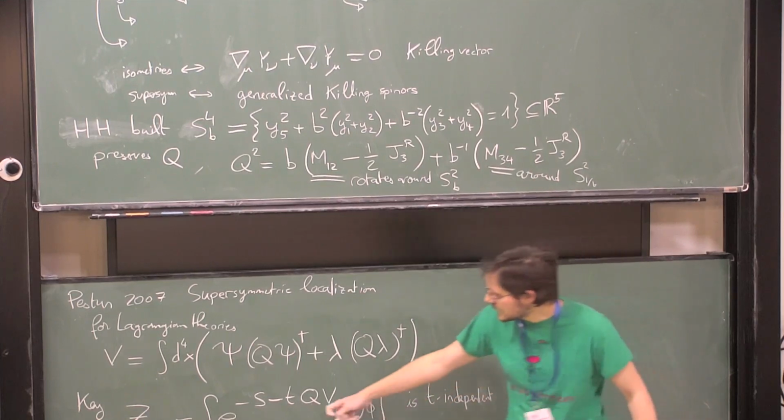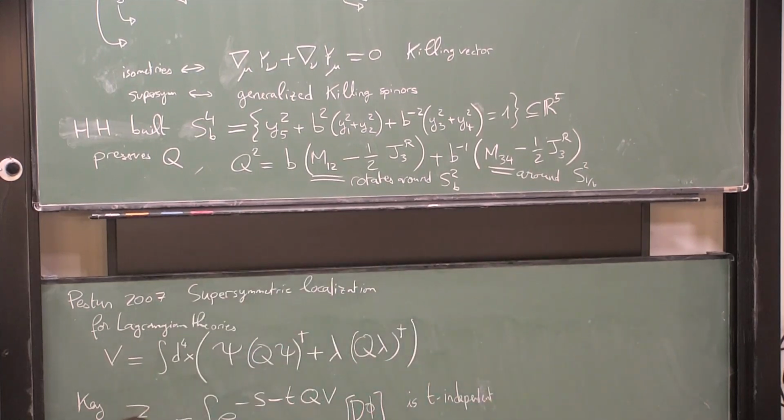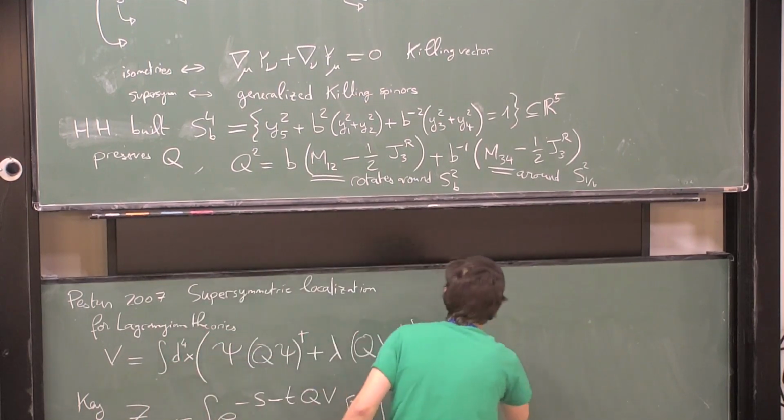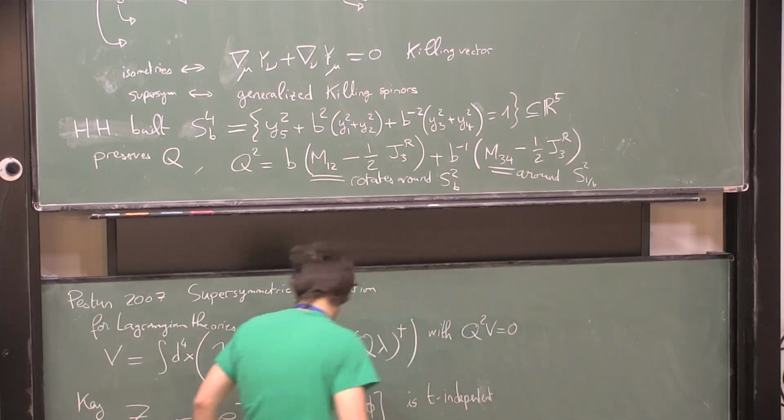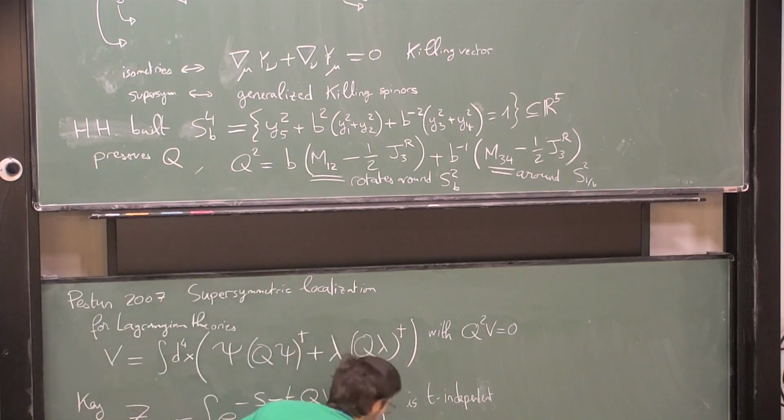Why? Because if you take a t derivative, what happens is dt of zt is going to be this integral e to the minus s minus t qv, and you can integrate by parts and make q act on everything else. We have different terms for each piece. The measure is q invariant. The action is q invariant. This qv is taken to be q invariant. So we need q squared v equals 0. And at the end, this just gives you 0.